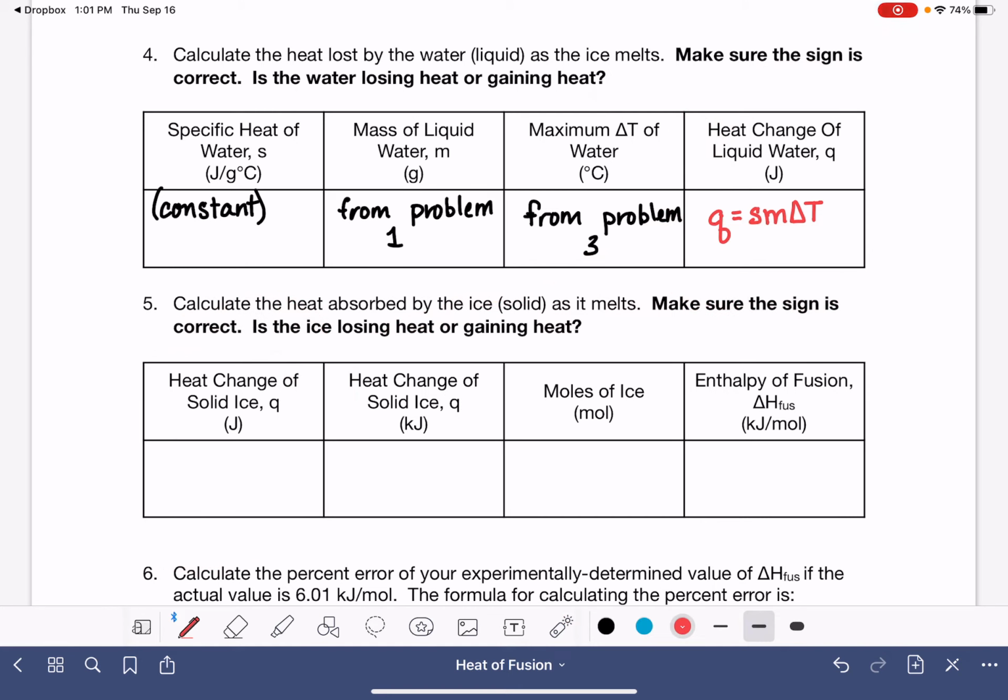So if you have, let's just say you end up with 5 right here, 5 joules, which is not what you're going to end up with, you're going to have also 5 joules down here. But again, you need to be paying attention to the sign.